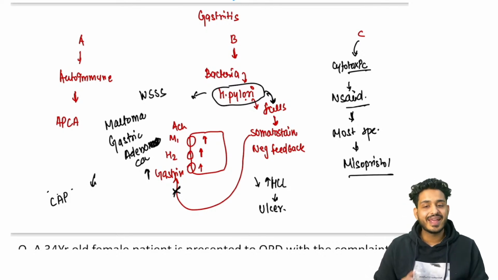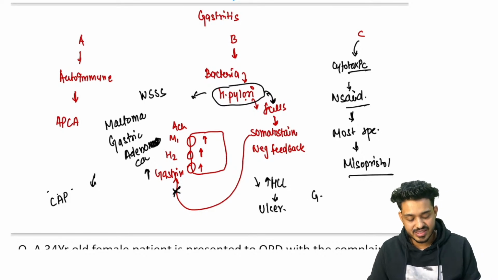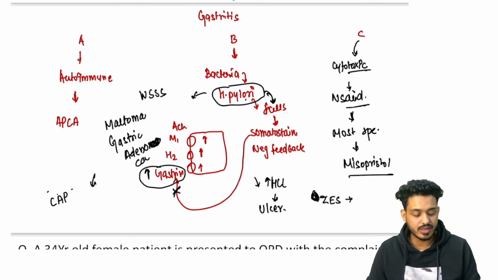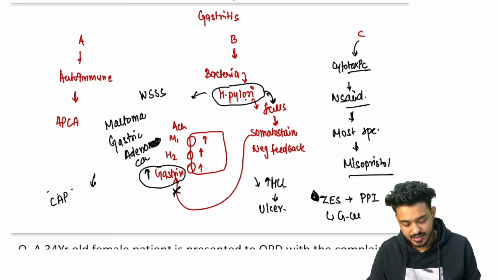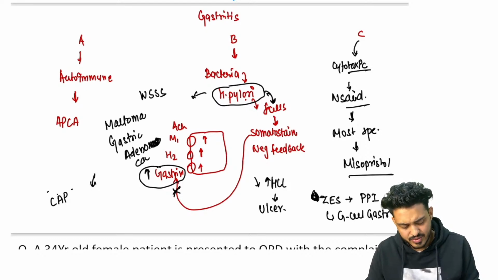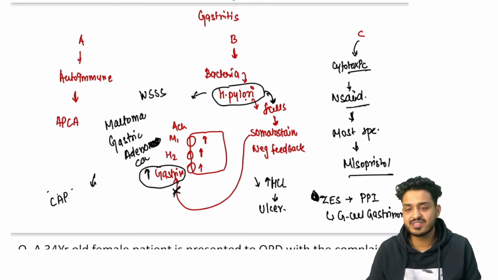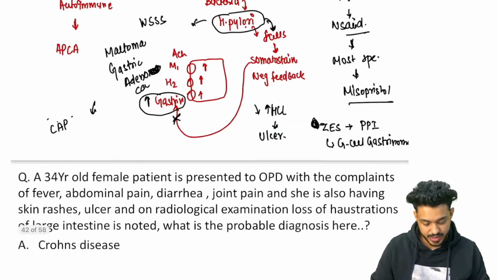Apart from that, any other case, we are also having G cell gastrinoma, also known as Zollinger-Ellison syndrome. Zollinger-Ellison syndrome is what? G cell का tumor हो गया, that is known as Zollinger-Ellison syndrome. Drug of choice will be PPI. Okay, G cell gastrinoma. Rest you will be studying about this particular thing in the surgery as well, right? So I'm not going into detail.